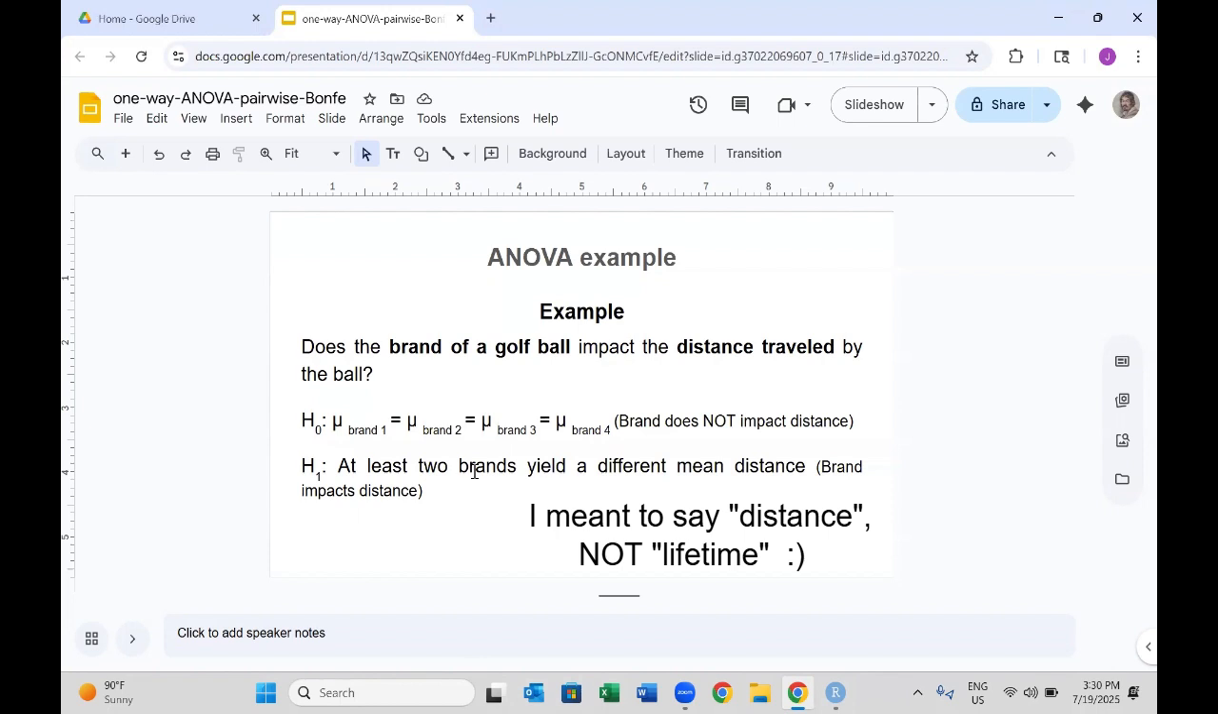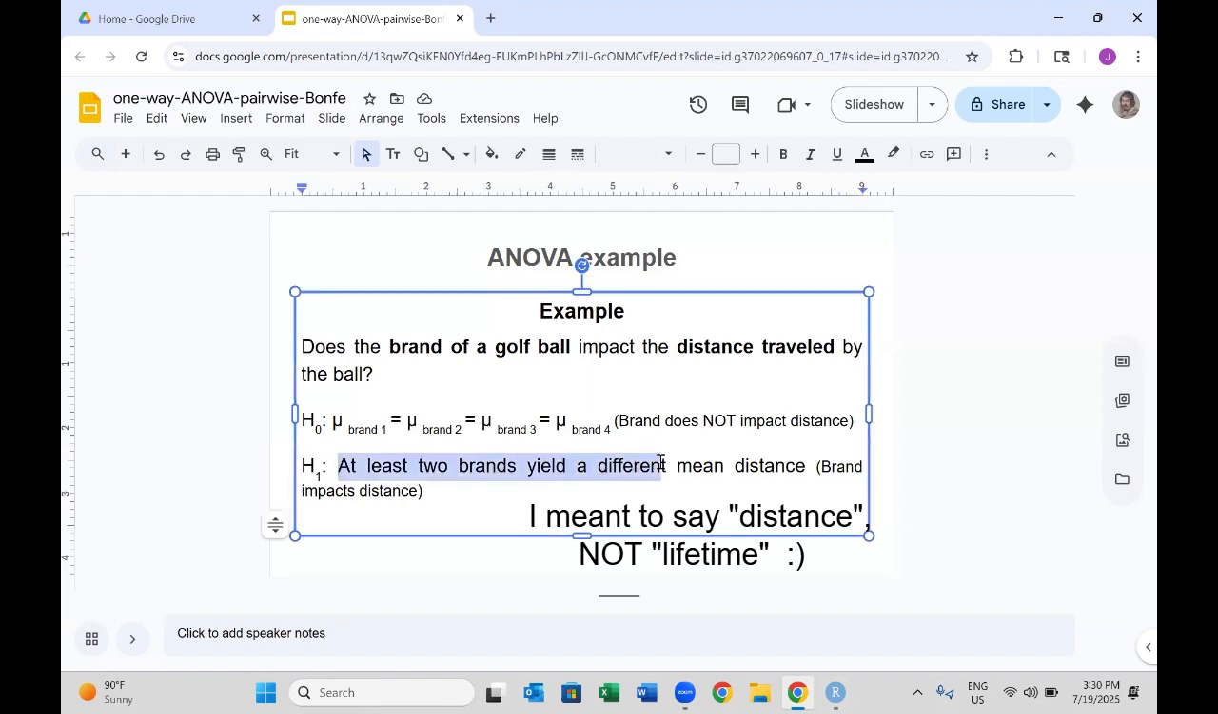Now, let's say you collect the data for this problem and you run your ANOVA, and after you run the ANOVA, you are able to reject H0 and support H1. If that is the case, your conclusion will be that at least two brands yield a different mean lifetime, okay? But think about that. That conclusion is kind of vague because you're only saying that two brands yield a different mean lifetime, but we have four brands. So we usually want to know more, like which brands are specifically different, right? So this conclusion is too vague.